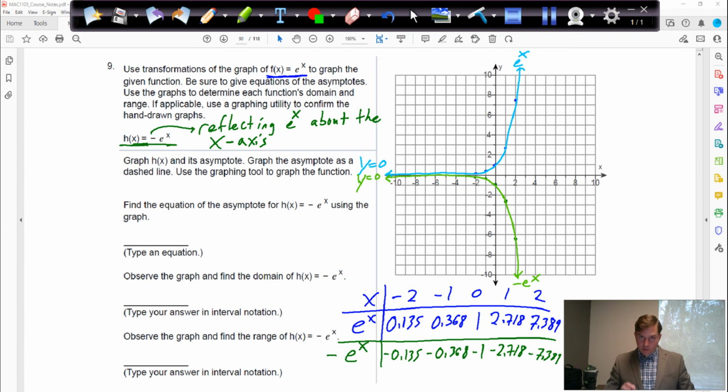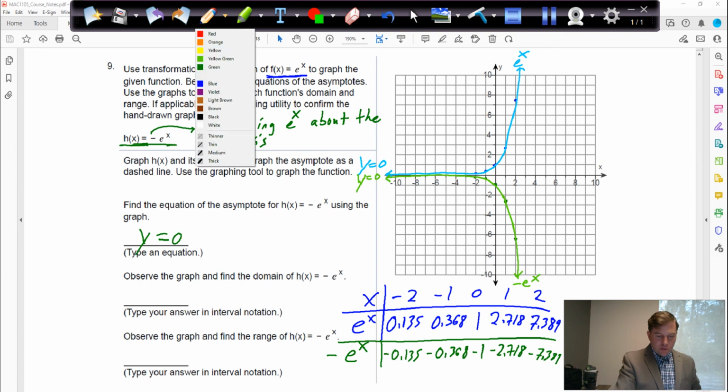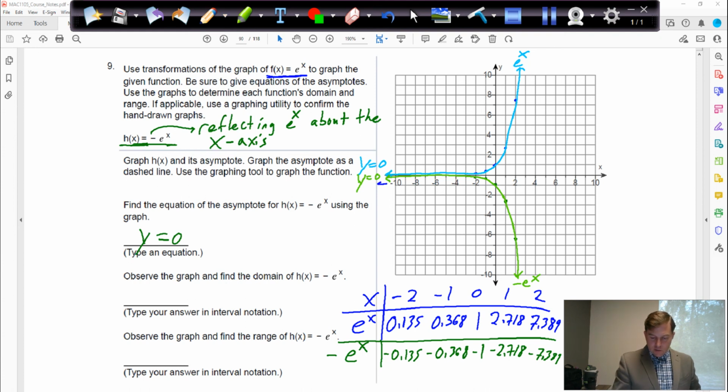Now that is going to affect our domain and range, so we have to be careful here. What is the asymptote? Well, the asymptote is still y equals 0, so it's flattening out at 0. What's the domain? So the domain will still be, it's going to go left to negative infinity. It is slanted, so it's going to go down and to the right, so it's going to go to the positive infinity, so that doesn't change.